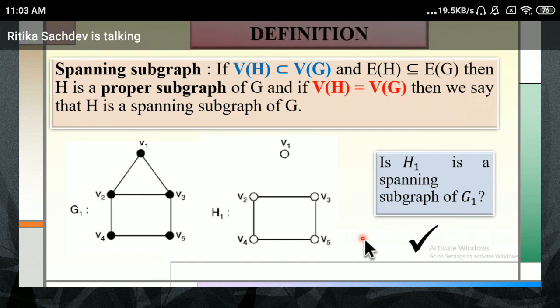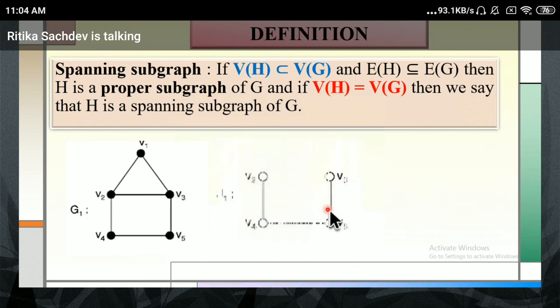Indeed, it is a spanning subgraph because the number of vertices are the same. Even though I have V1 as an isolated vertex, its degree is 0. Here the degree is 2. We have taken a subgraph from here and we have put all the vertices over there. So it is a spanning subgraph.